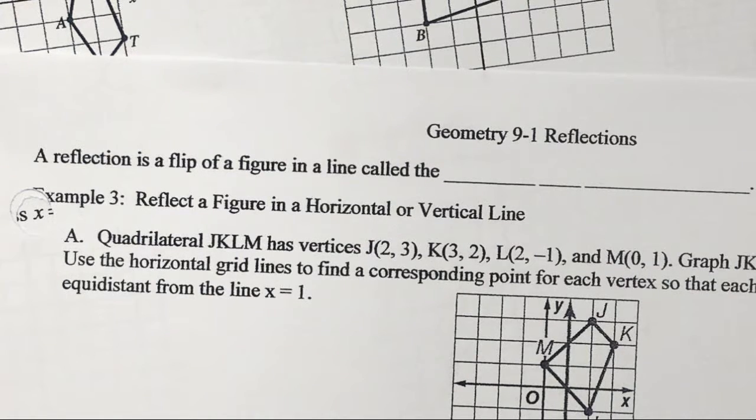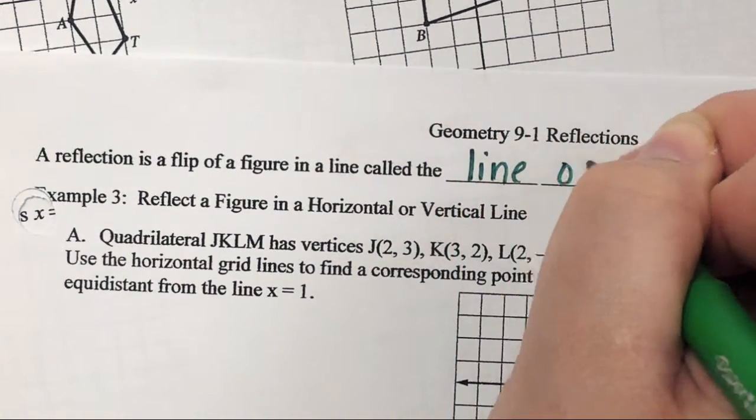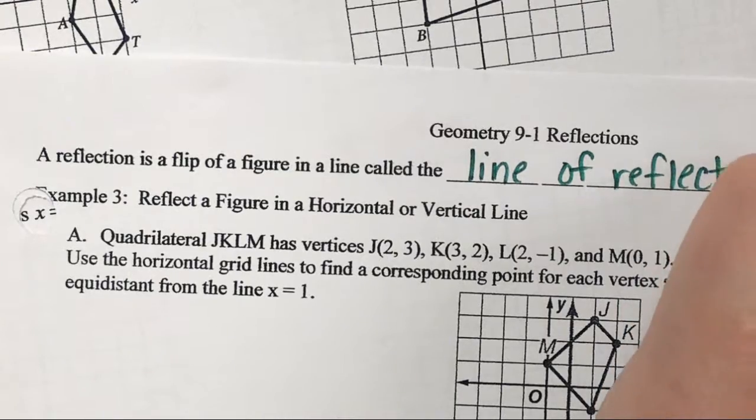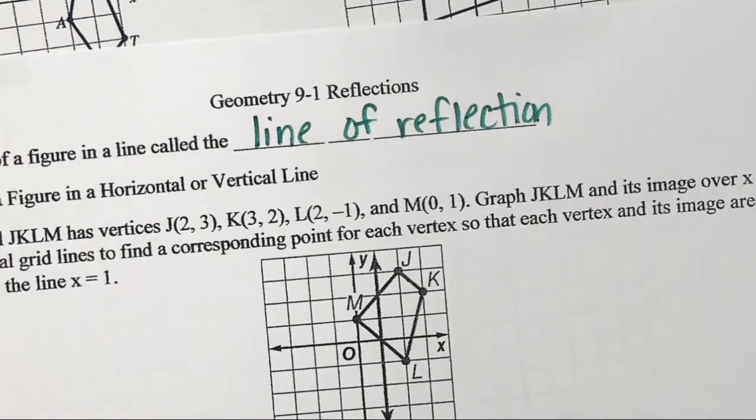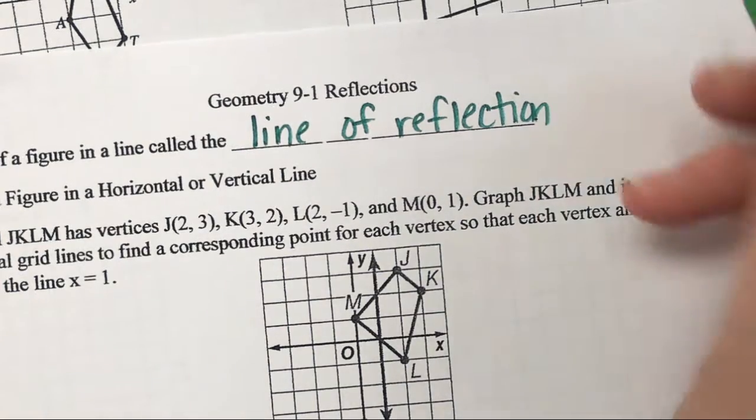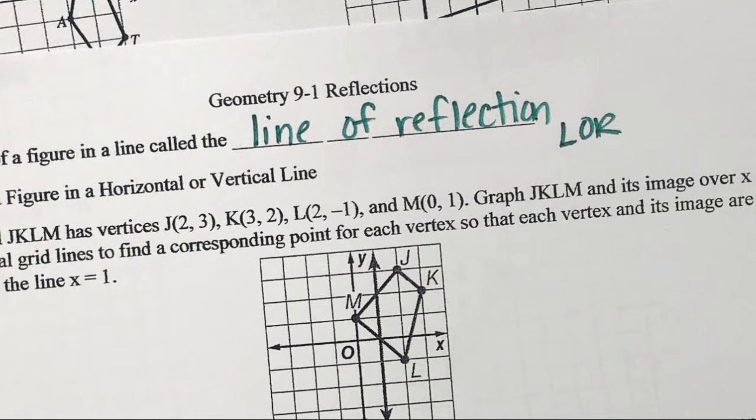Okay, what do you think it says? A reflection is a flip of a figure in a line called the, and then there are 3 blanks. What are we going to call this line? Yeah, it's real original. The line is called the line of reflection. They've spent a lot of time on that. But I'm even lazier, so I'm going to call that LOR, line of reflection, because I don't feel like spelling it out.